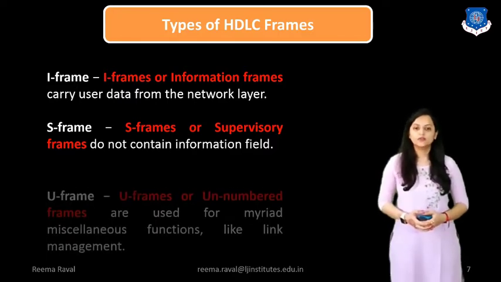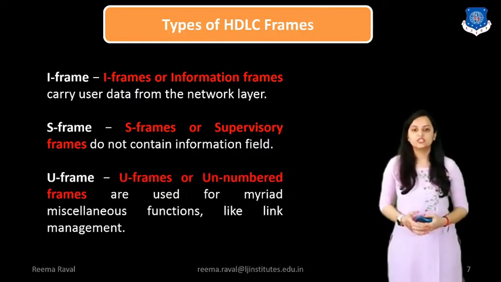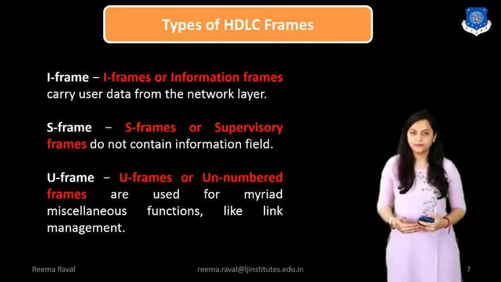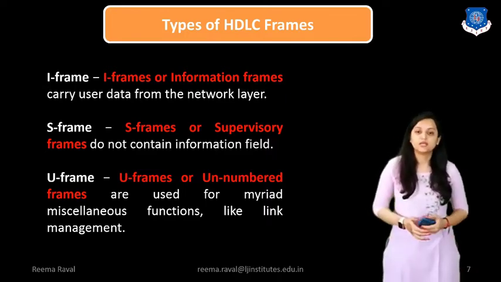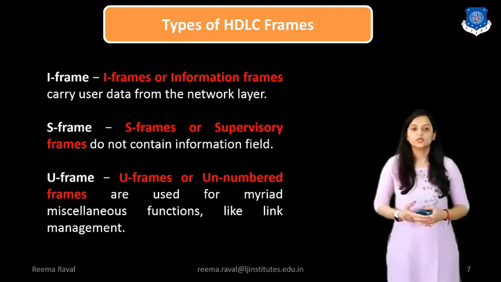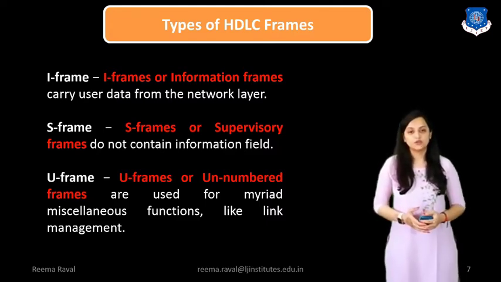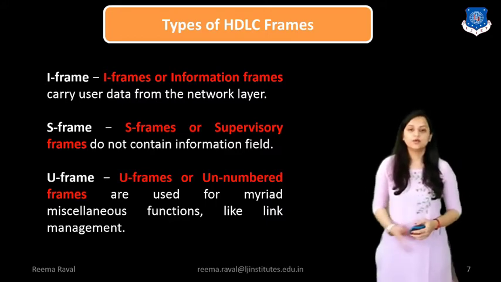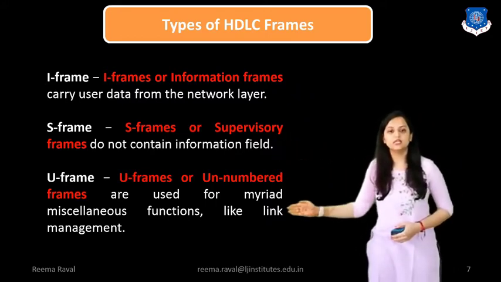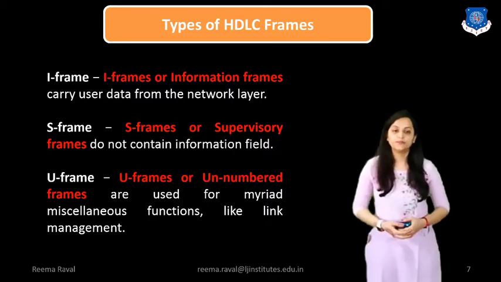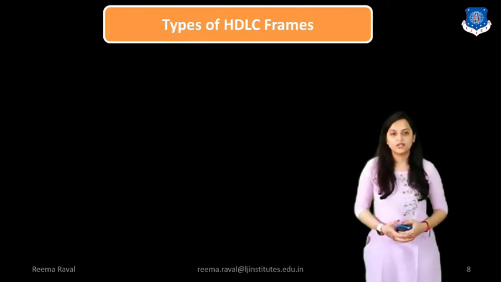And the third one is the U-frame, which is called the unnumbered frame. This kind of frame is used for miscellaneous functions like link management or such management purposes. So these are basically three types of HDLC frames. The first one is the I-frame, the second is the S-frame, and the third is the U-frame. Okay.